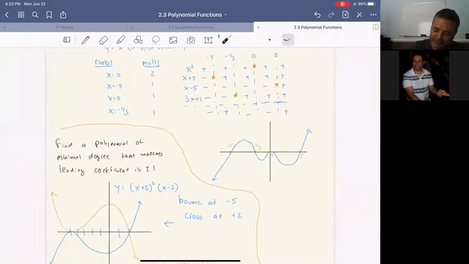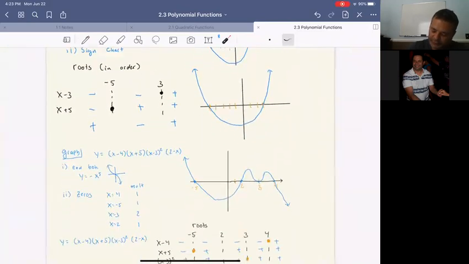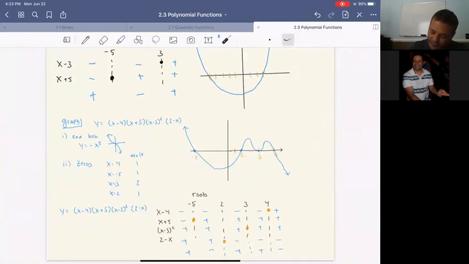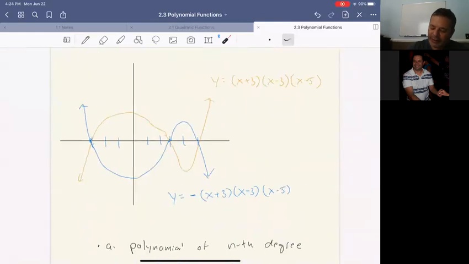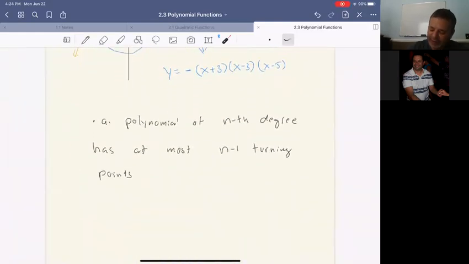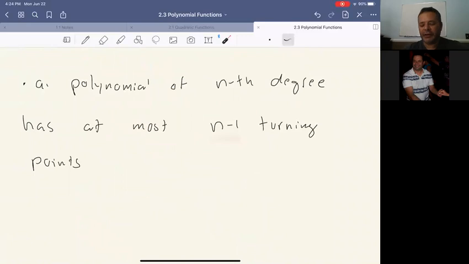Okay. What was this? A fifth degree polynomial, 1, 2, 3, 4 turning points. Okay. Now, you may not have exactly n minus 1 turning points. There are examples where you would have less. For example, y equals x to the fourth just looks like that. Okay. So that only has 1 turning point. All right. But this is at most.